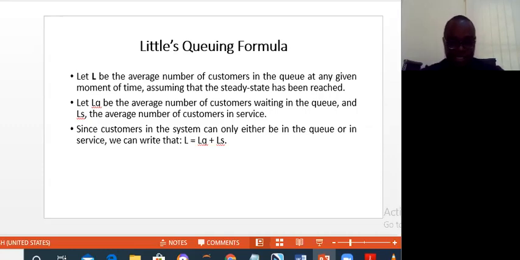Now, since customers in the system can only either be in the queue or in service, we can write that L, the average number of customers in the system, is equal to the average number of customers in the queuing area plus the average number of customers being served. That is, L equals LQ plus LS.